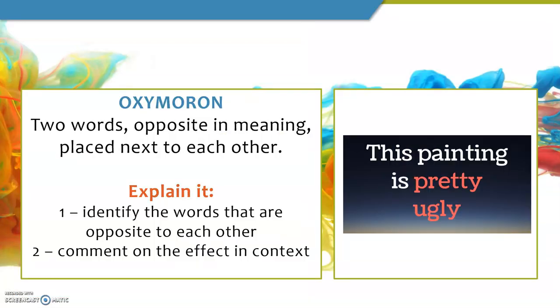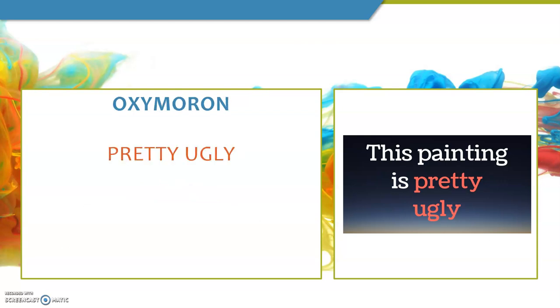Now, an oxymoron is when you have two words which are completely opposite in meaning and they are juxtaposed, placed next to each other. So here in this example, you'll see pretty and ugly. So when we explain an oxymoron, we need to identify the words that are opposite to each other and then comment on the effect in the context. So here you've got the description, pretty ugly.